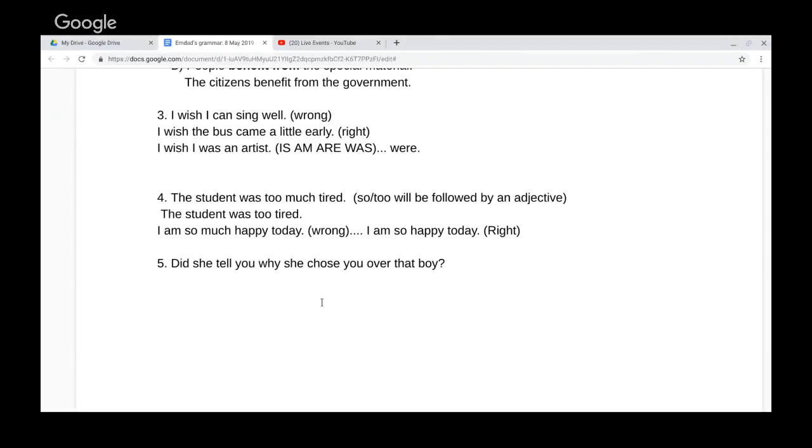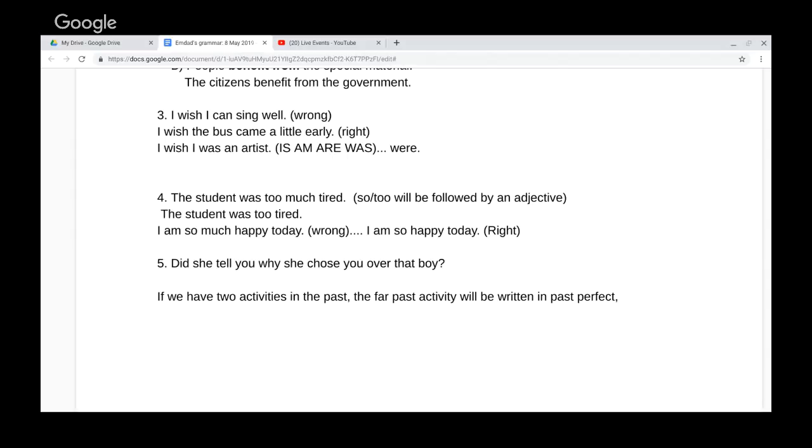Is it clear? So the grammar rule is this. Let me write it here. The grammar rule is, if we have two activities in the past, the far past activity will be written in past perfect. Decision. He had decided. Both the activities happened in the past. He had decided first and then he announced it. So the decision activity is the first activity.